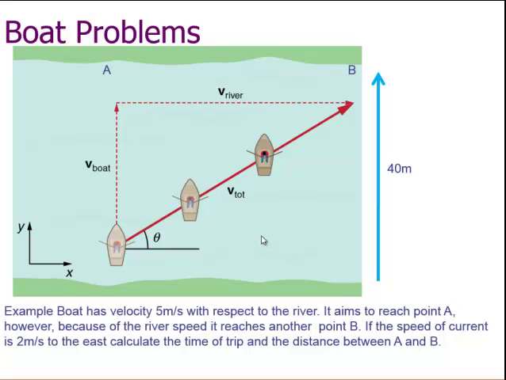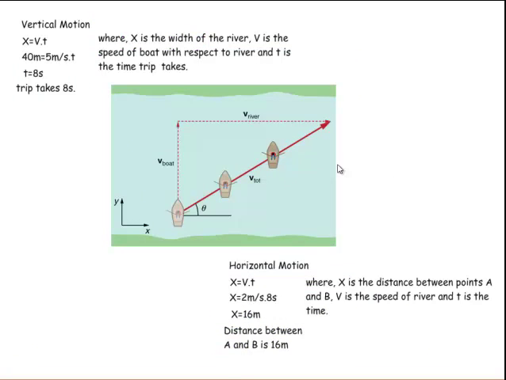So what we've got to do here is some additional calculations. We recognise that although the boat wants to travel straight across, it actually travels a longer distance, so we need to do some thinking about this. The question asks us to calculate the time of the trip and the distance between A and B. So, how do we do this?